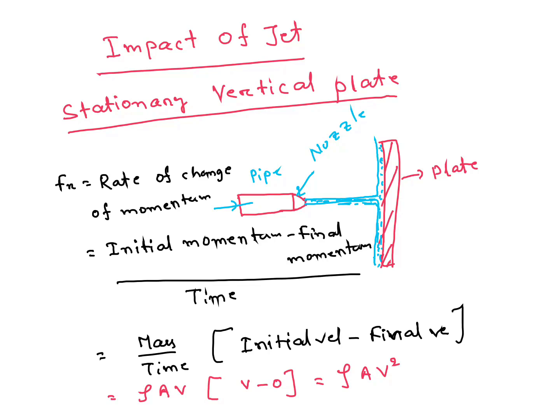Here we apply the initial velocity in the direction of the jet as v, and the final velocity in the direction of the jet as 0. So finally we get Fx equal to rho a v square. In the problem they will ask this question, and you have to use this formula: force in the direction of jet for a stationary vertical flat plate.